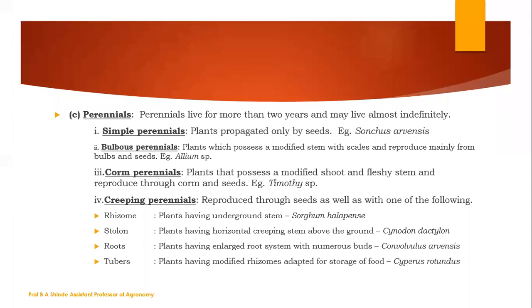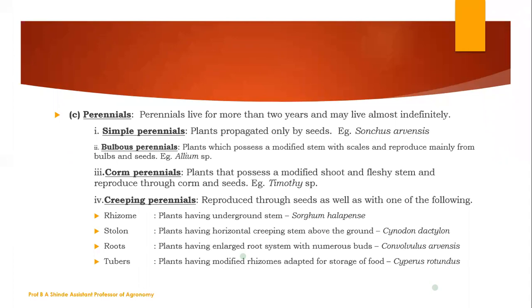Then the corm perennials are plants that possess a modified shoot and fleshy stems and reproduce through corms and seed. For example, Timothy species. Then another is the creeping perennials, which reproduce through seeds as well as other vegetative parts. Some weeds reproduce by rhizomes, which are underground stems, for example Sorghum halepense, which is actually the wild species of sorghum.